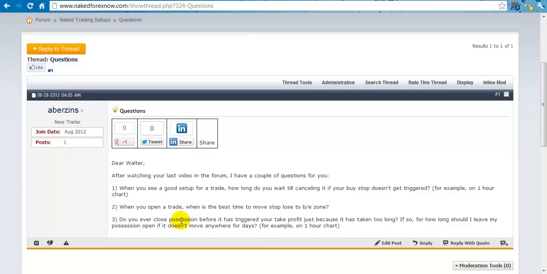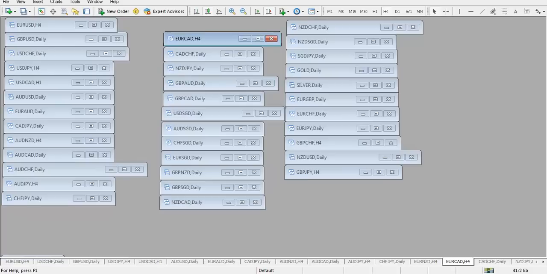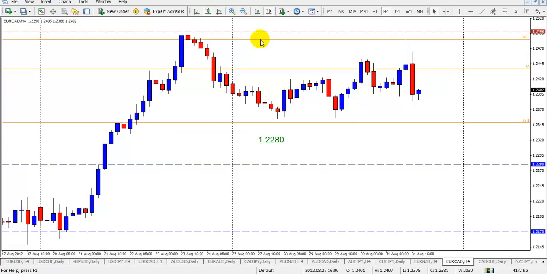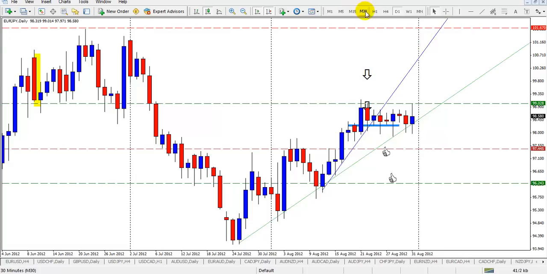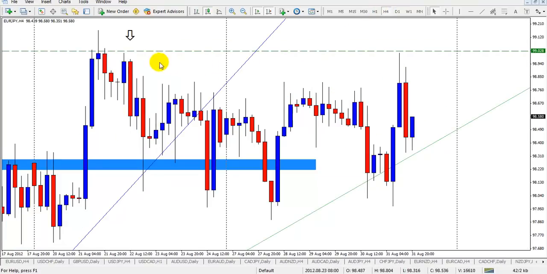Absolutely. That happens quite often, and let me show you a recent example. We had this one on the euro. No, it was the euro yen actually. It wasn't that one. It was the euro yen, and it was the 4-hour chart.